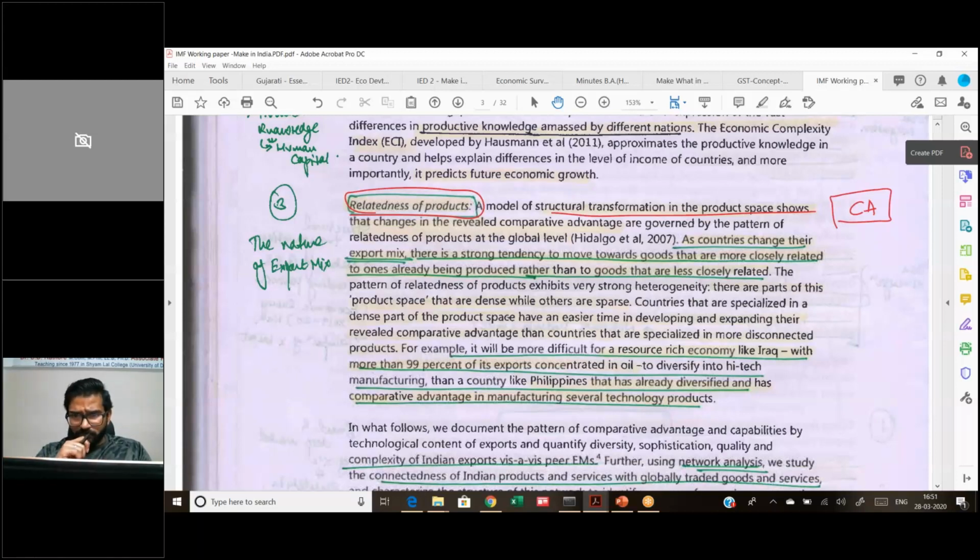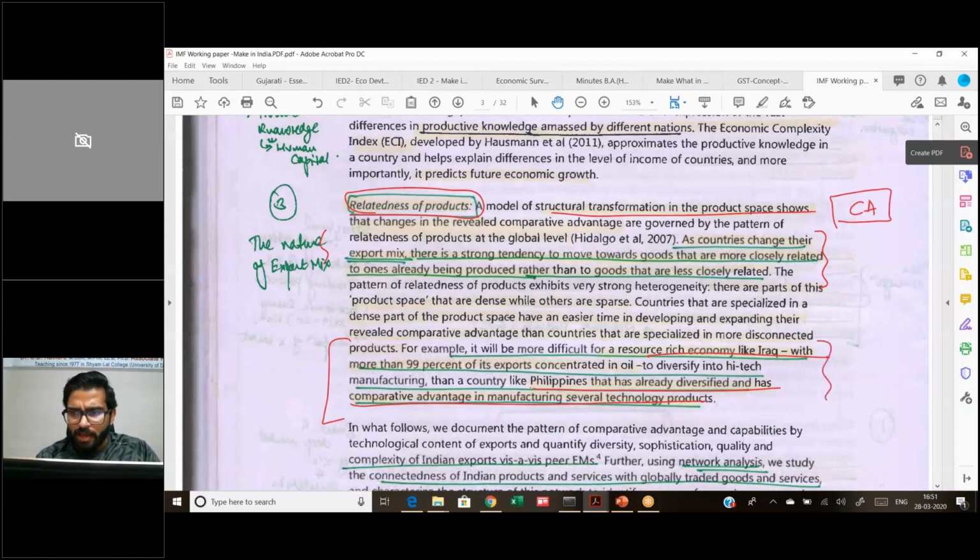As in the example that I gave you, a country which is already into manufacturing certain kinds of electrical products can go into all kinds of electrical products, but an agrarian economy cannot easily transition into these kinds of products. So this is what it's going to talk about. And the example here is that a resource-rich country like Iraq is perhaps completely dependent on its oil exports. So it's a natural resource. A country which is highly dependent on its natural resource will find it extremely difficult to transition into any kind of high-tech manufacturing. Whereas a country like the Philippines, which is already diversified into several manufacturing technologies, will find it easier.